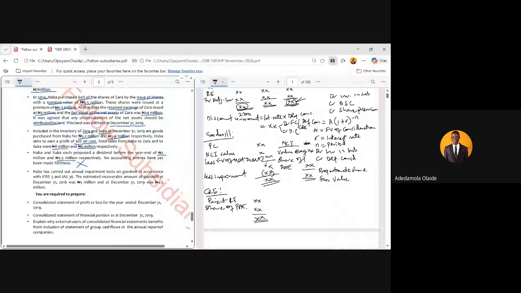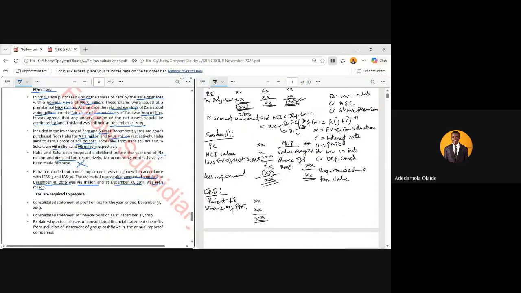They told us that Abba carried out impairment tests in accordance with IFRS 3 and IAS 36. The recoverable amount of goodwill at the end of 2016 was 5 million. At the end of 2019, it was 4.5 million. What does this mean? It means that goodwill has been impaired twice between the date of acquisition and the date of consolidation.